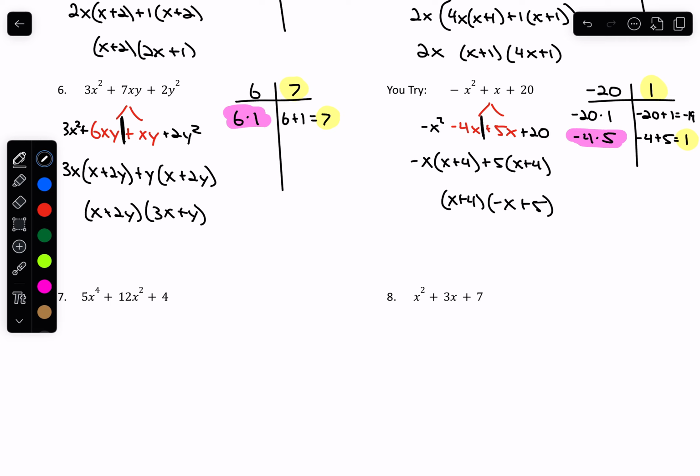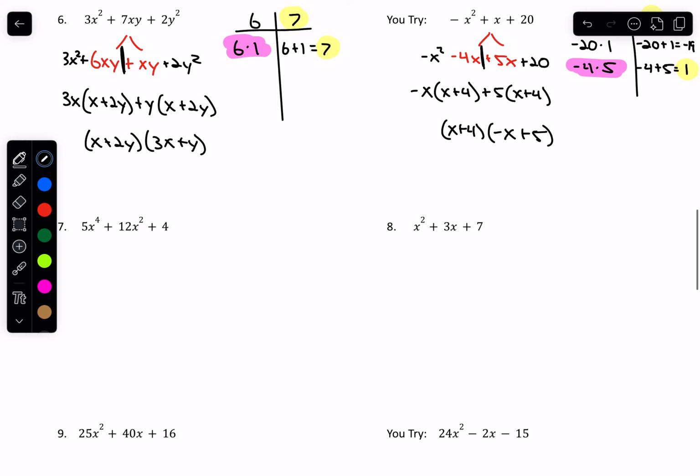All right, number 7. We have 5x to the fourth plus 12x squared plus 4. Now, what might seem harder about this is it's x to the fourth and x squared, but it's actually not going to affect our process at all, other than it'll be like number 6, where we had this xy in the middle, so we split each term to be xy. Here we have an x squared in the middle, so when we split it, both of these will have x squared in them. But the way we figure out what numbers to use is exactly the same.